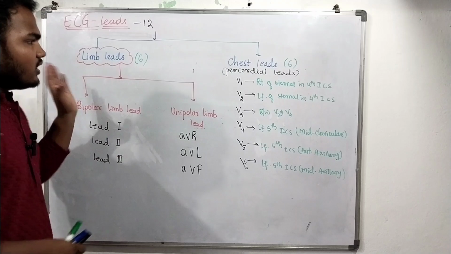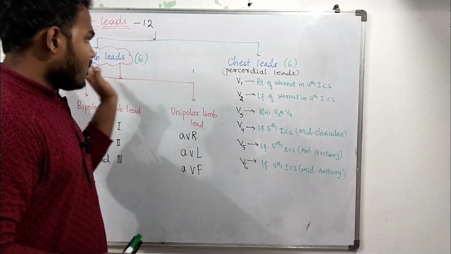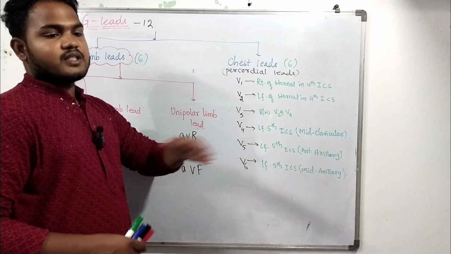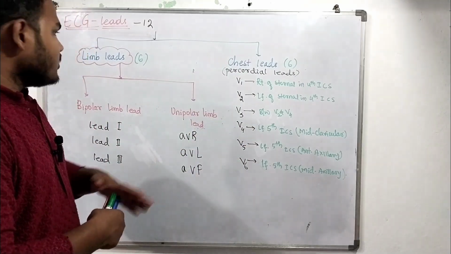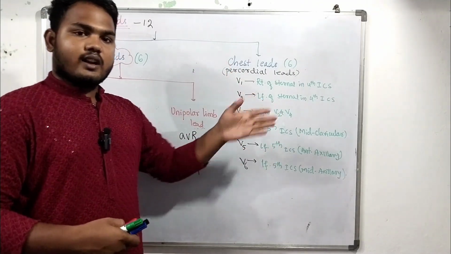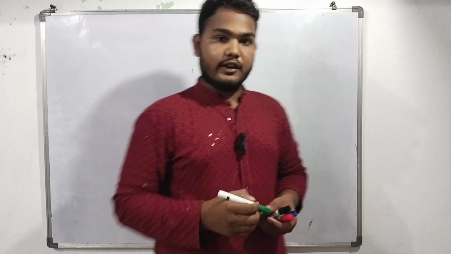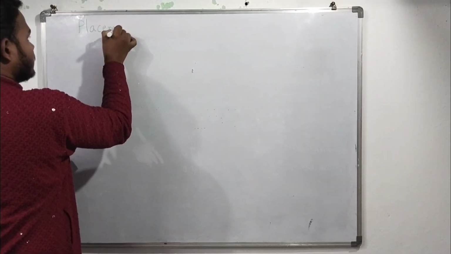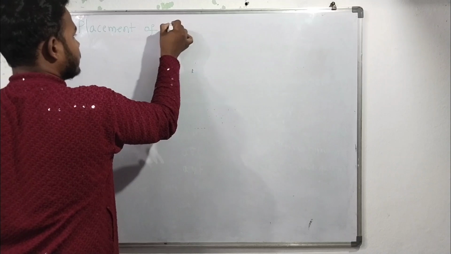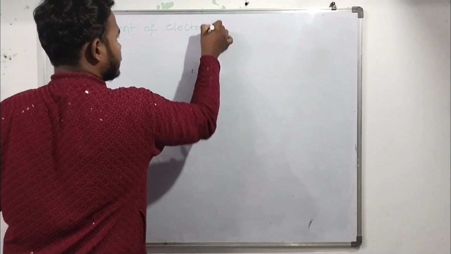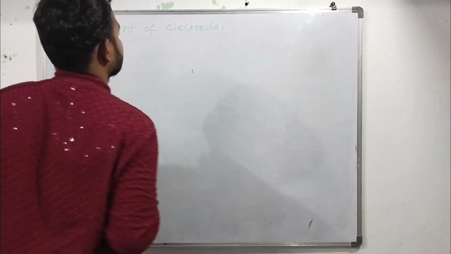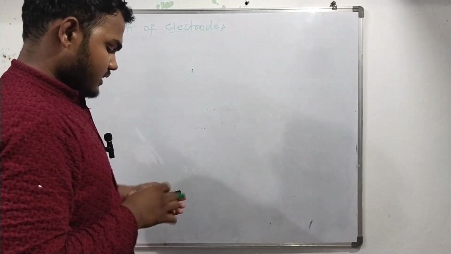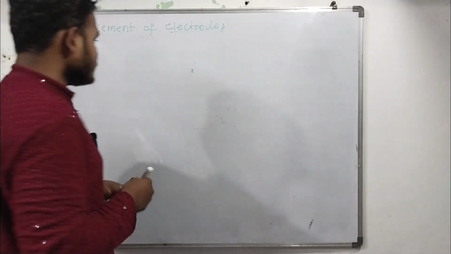Now we can place all these leads on the body surface and show how these leads occur. Now is the placement of the electrodes on a body surface. Let's suppose here is your chest.